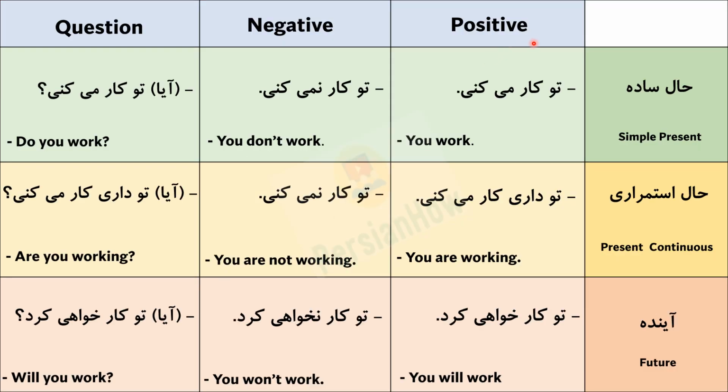Now let's go over the three forms, the positive, the negative, and the question forms of these three tenses. So I'm just going to read through this. تو کار میکنی. Negative, تو کار نمیکنی. Question form, آیا تو کار میکنی? Again, remember, آیا is in a bracket here because it is optional. We don't need to have آیا. But what's important is to have the question intonation. So, تو کار میکنی versus تو کار میکنی?